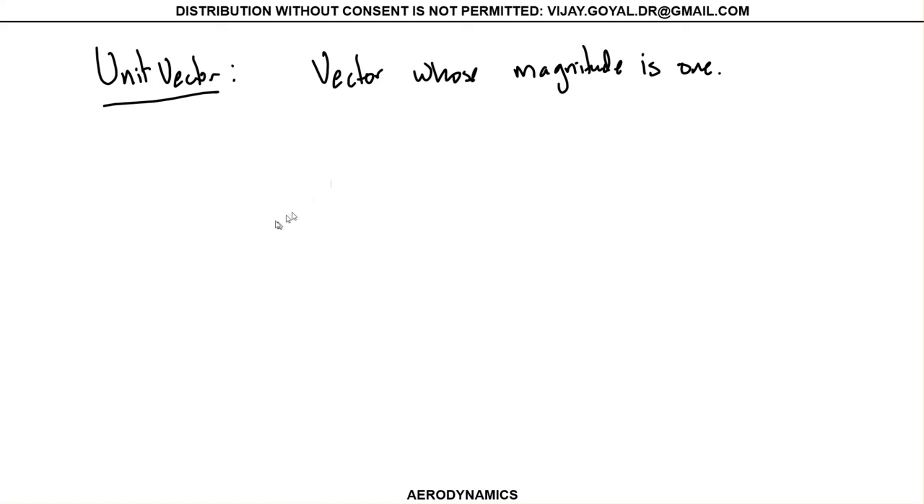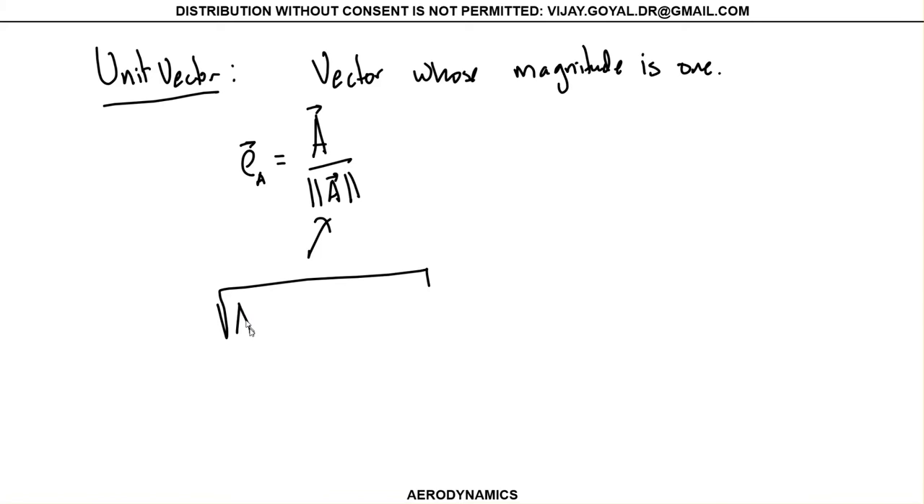Okay, how do I find the unit vector? Well, the unit vector is found as follows. Let's suppose I want the unit vector of A. So I will have my vector A, and I would take the norm of A. The norm of A is nothing else than each one of the components squared.